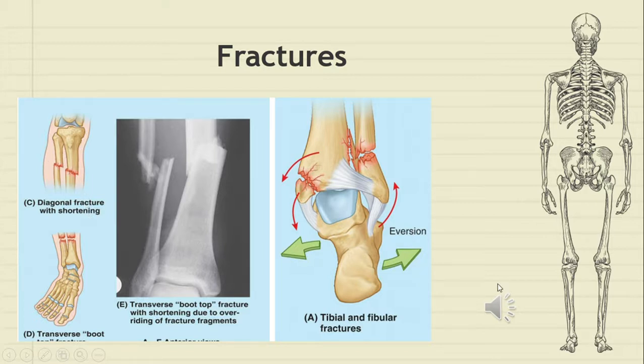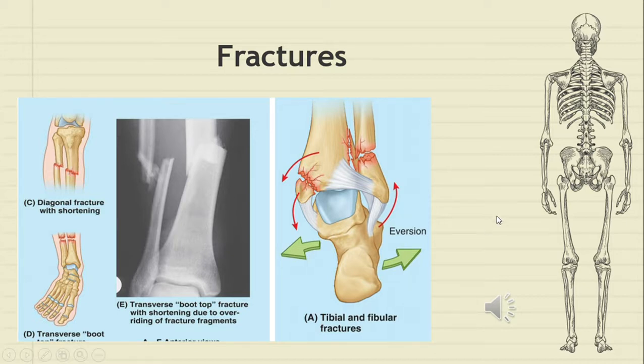A very important relation with the neck of the fibula is that of the common peroneal nerve. The common peroneal nerve is associated with the neck of the fibula, and it can be damaged along with a fracture of the neck of the fibula, or it can be compressed against the neck of the fibula, resulting in foot drop.